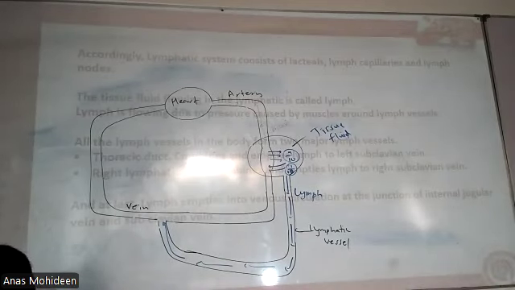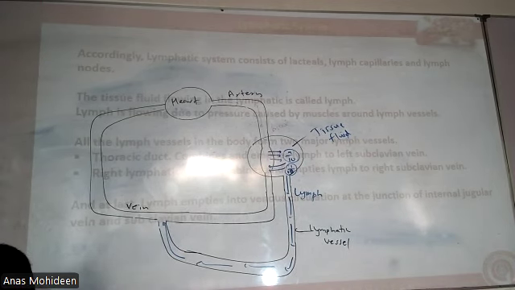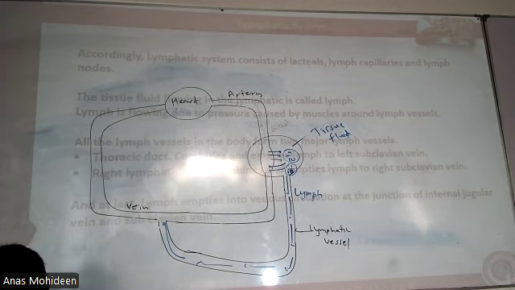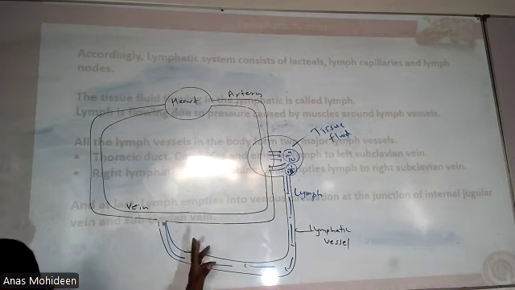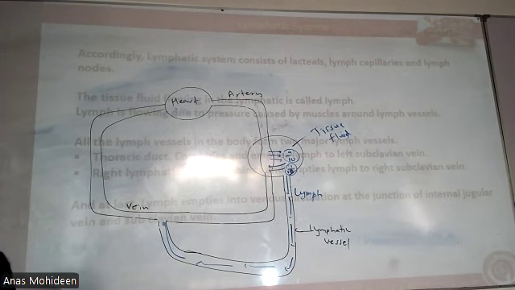And at last, lymph empties into venous circulation, adding to the veins, at the junction of the internal jugular vein and the subclavian vein. So the right lymphatic duct empties into the right subclavian vein, and the thoracic duct into the left subclavian vein. This is how the lymphatic system works.